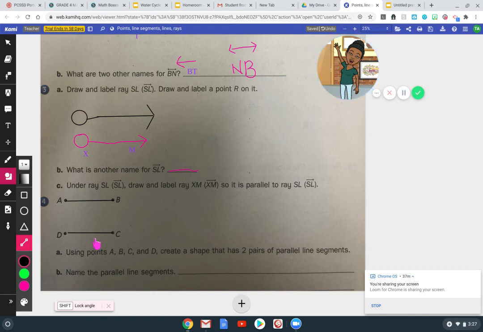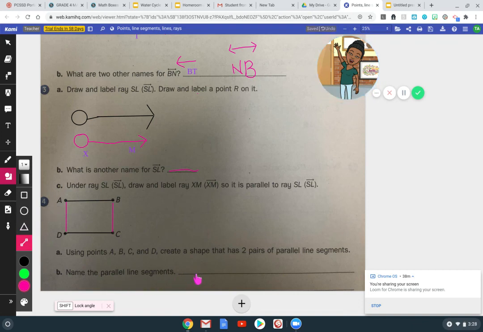I'm creating a shape. And these are line segments. I can see the end point. Now, when I continue, I'm going to choose another color. Let's go with pink. Now I'm going to look at line AD and BC. These lines will never cross. I can draw them forever and they will never cross. The pink will never cross and the black will never cross. So we have two pairs of parallel line segments. Again, we know they're segments because they have an end point at each end.